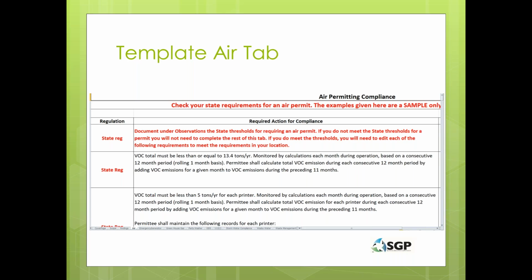And then for each of the tabs on this Excel spreadsheet, you will go through each of the tabs with the information that's here. You'll customize it for the state regulations, and then you'll go and look for the evidence that you're in compliance with each of these regulations.